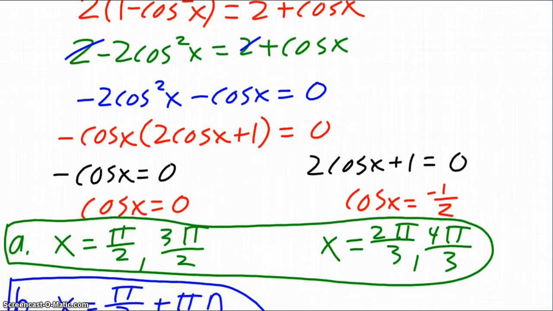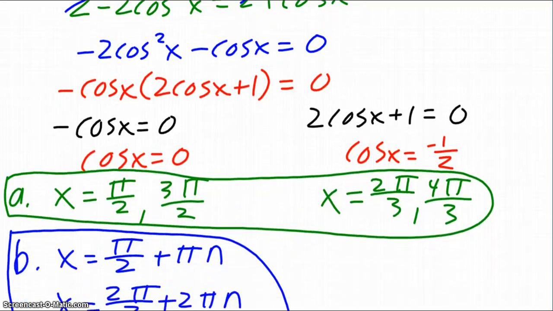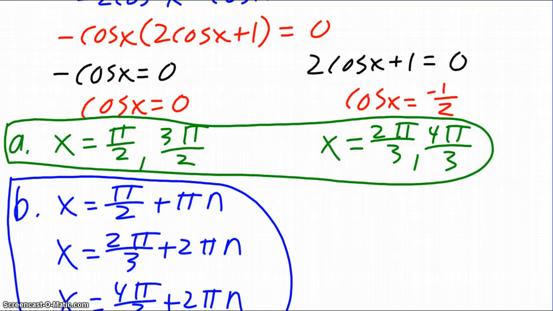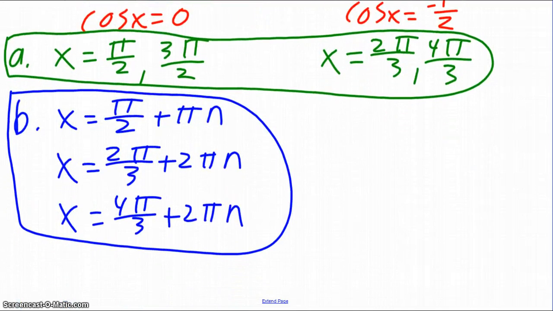It doesn't matter. And then I'm going to factor out a cosine. In this case, I chose to factor out the negative cosine. Again, that doesn't make a difference, or it won't in the end. So now that I have negative cosine of x times the quantity 2 cosine of x plus 1 equals 0, set each factor equal to 0. I get cosine of x equals 0, cosine of x equals negative 1/2. So on the unit circle, where does cosine of x equal 0? Cosine of x equals 0 at pi halves and 3 pi halves. Cosine of x equals negative 1/2 at 2 pi thirds and 4 pi thirds. So that is my answer to part A. Those are all of my solutions between 0 and 2 pi.